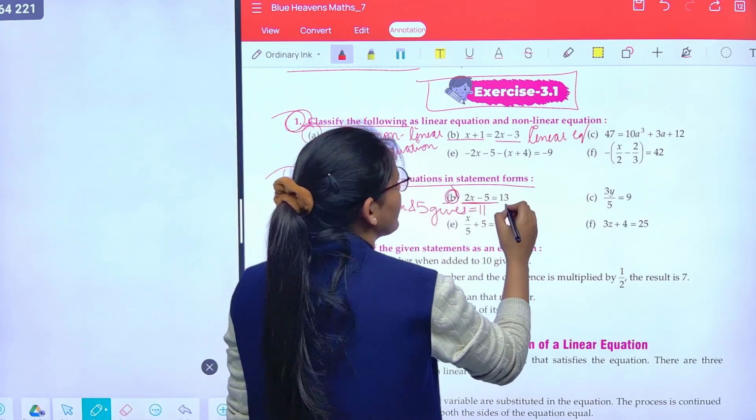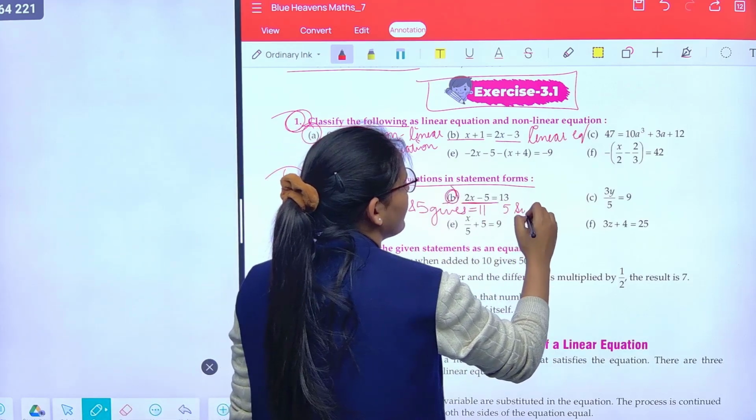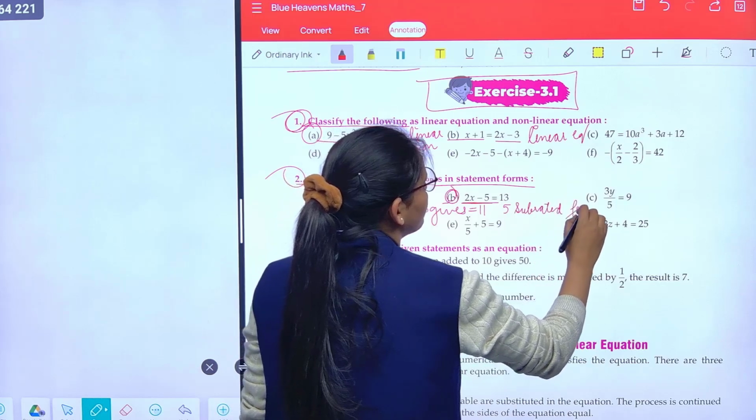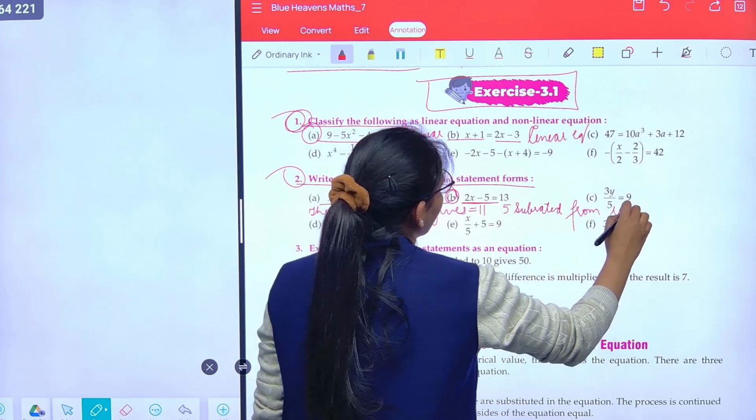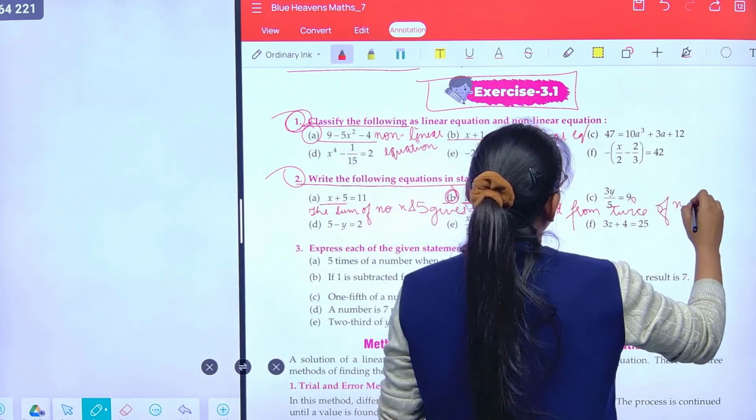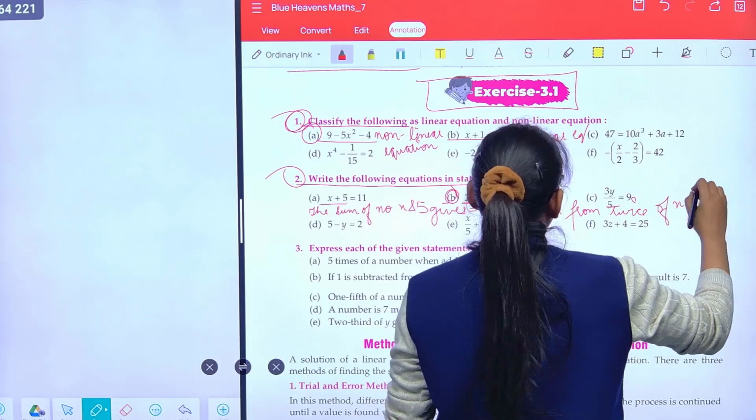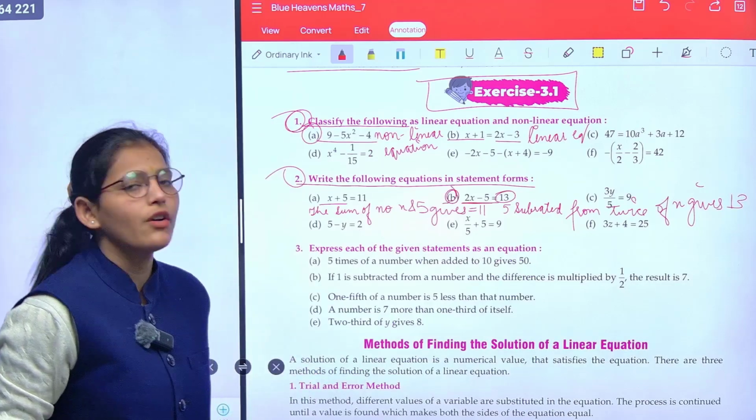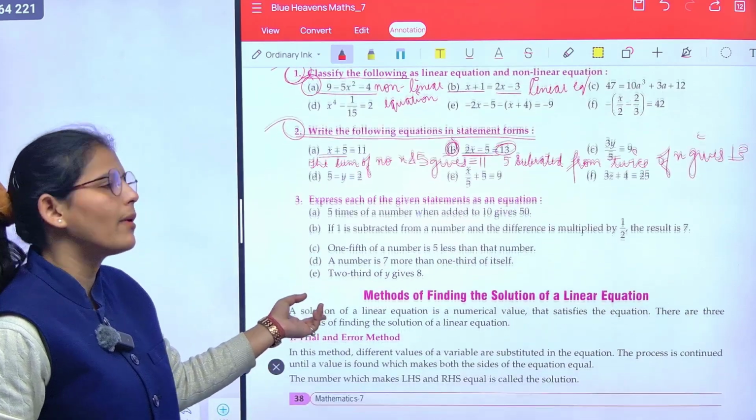Class, here you can write 5 subtracted from twice of x gives, what is it giving, class? 13. 5 subtracted from twice of x gives 13. Rest of the parts do yourself.